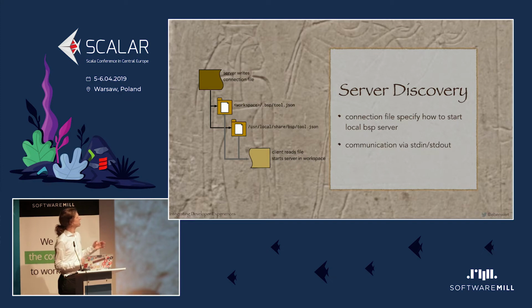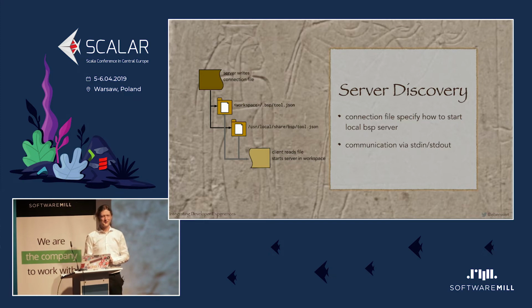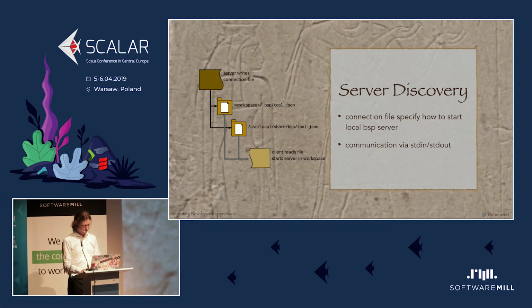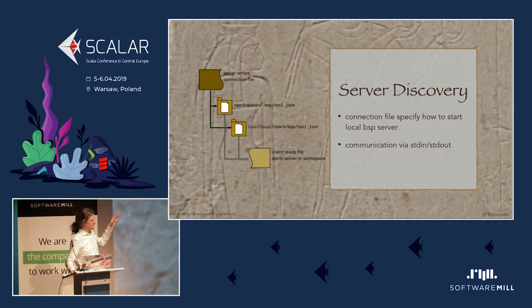So when you install a server on your system, it might write a file into a specifically defined place on your system, just a simple JSON file that describes how to start the build server shim. And the client then reads this, starts this tool, and just communicates with the shim by standard in, standard out. So that's a very simple, generic way of connecting to a tool. This connection file might be installed in a local user-specific directory or into a project-specific directory.